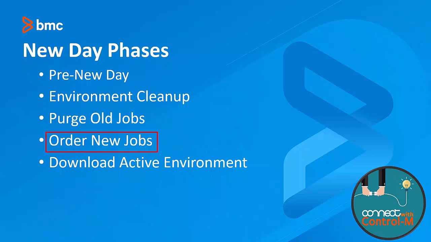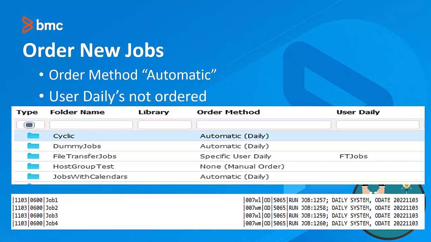Now we get to the heart of New Day, ordering the jobs you need in the environment for that day. This is where the pre-New Day jobs are applied in bulk, and if everything went well there, it takes only a few seconds for all jobs to be ordered. Earlier, what pre-New Day did was to take a look at all the folder definitions in the database and gather any with an order method of automatic. Any folder set to manual or a specific user daily other than system was not evaluated.